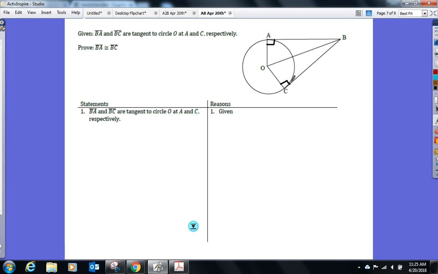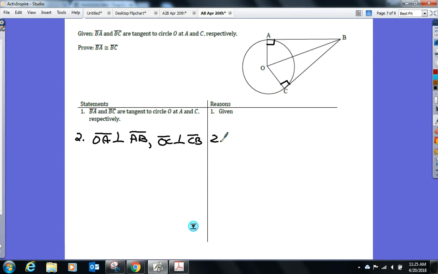Everybody stop right here. I can't put the right angles yet. The theorem doesn't say right angles are formed. What's the theorem say? The radius and the tangent are perpendicular. That's what I'm going to use that theorem for now, to say that OA is perpendicular to AB and OC is perpendicular to CB.